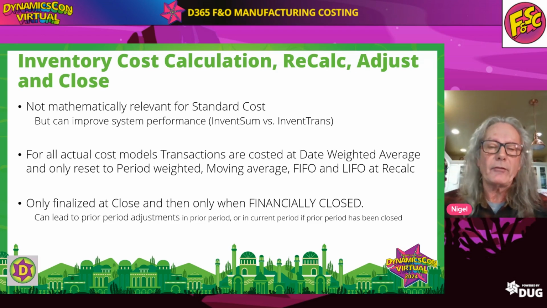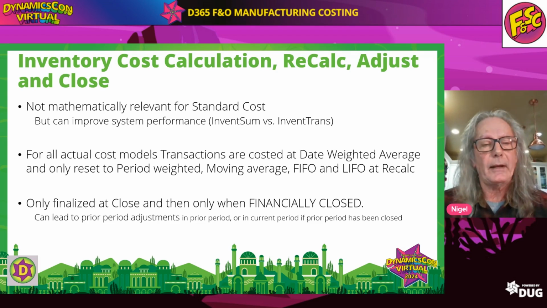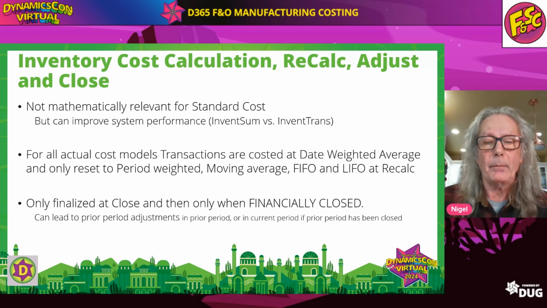So if you have financially closed a period, and the receipt was costed in the previous period, then you can end up with a prior period adjustment in the current period. So again, watch out for that.